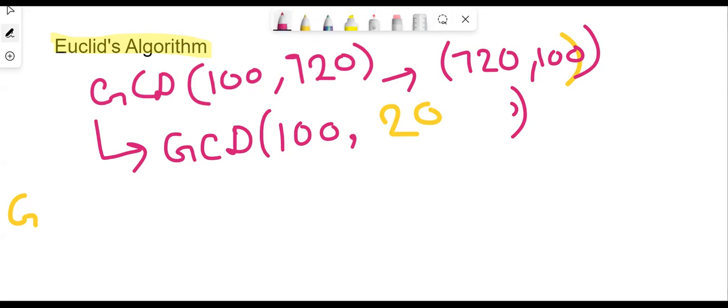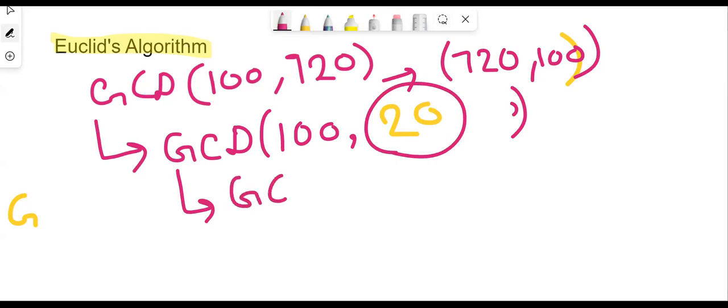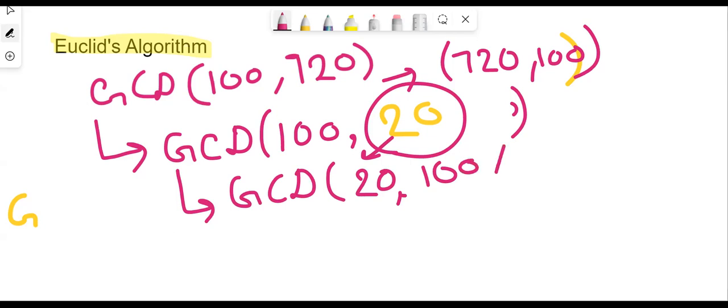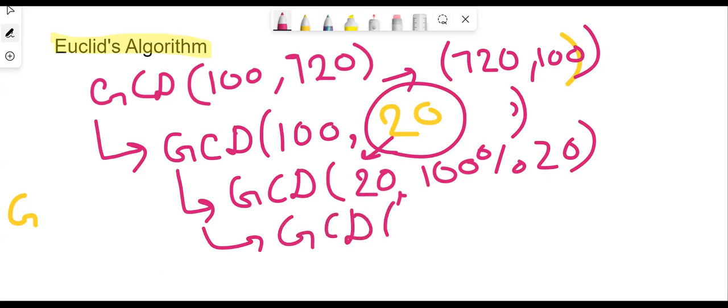Now this is the B part. Is it equal to 0? No, it's not equal to 0. So we're going to call another GCD, where B will come here and become A, and 100 mod 20. And now it will become GCD of 20, 0.